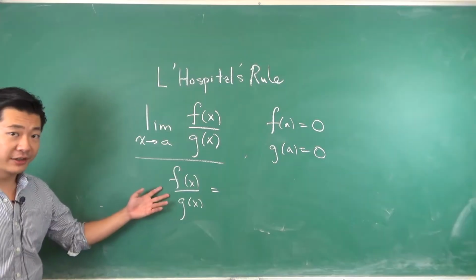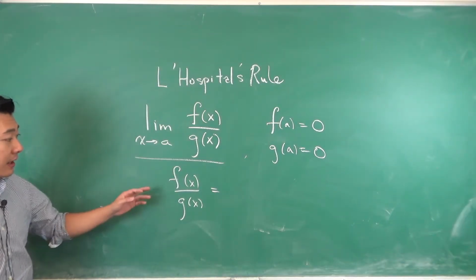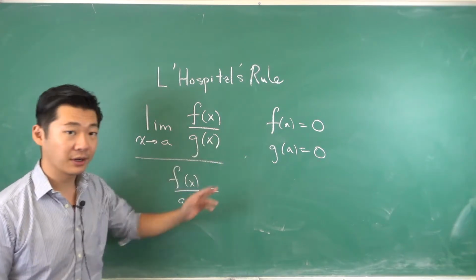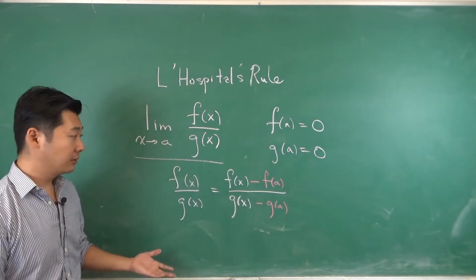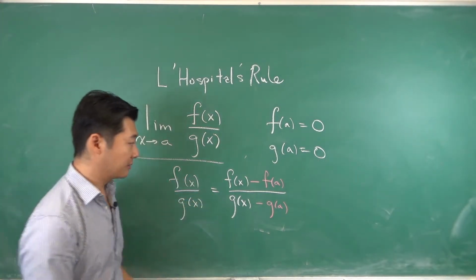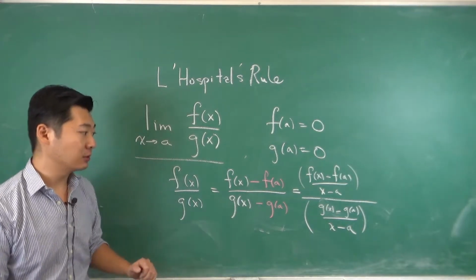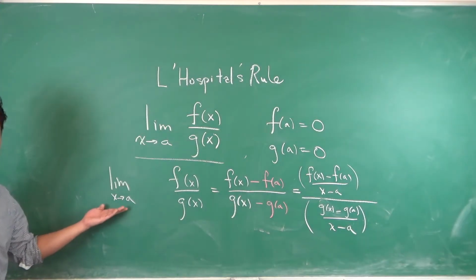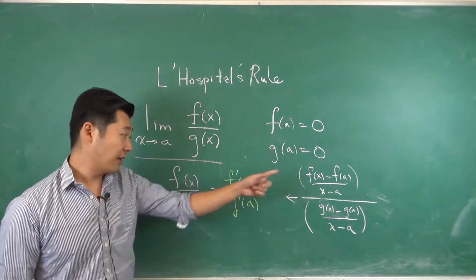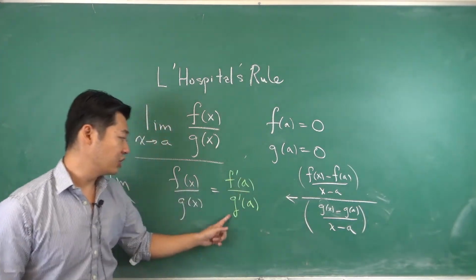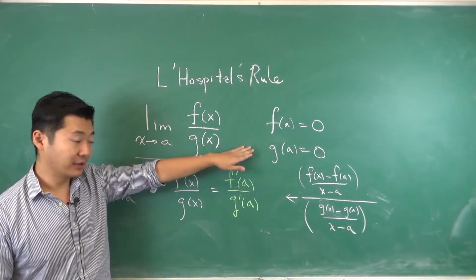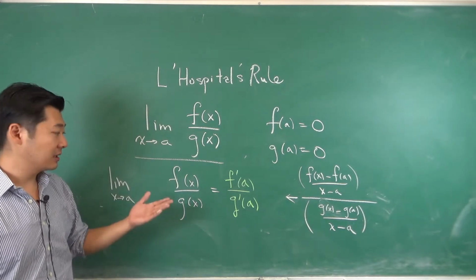Well, let's take a look at the quotient. We can subtract f of a and g of a from the top and bottom because they're both equal to 0. And then we can also divide by x minus a on the numerator and the denominator. We can do this as long as x is not equal to a. By taking the limits as x goes to a of everything, we have that this goes to f prime of a, and this will go to g prime of a. And perhaps g prime of a is non-zero. Then that will give us the limit.